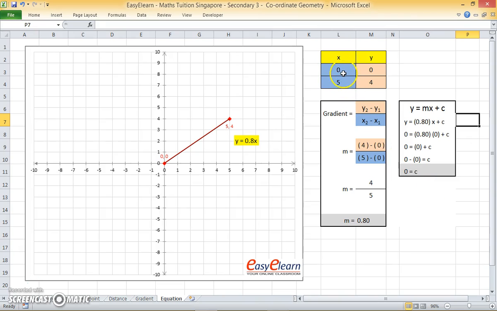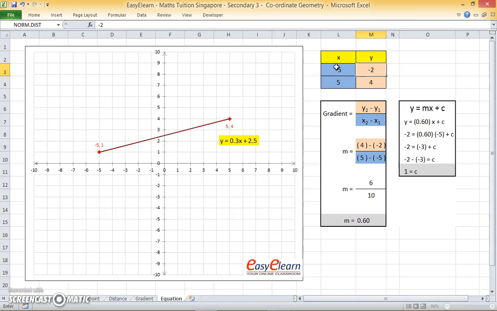Let's change this 0 to 1. You can see the gradient now is 0.6. But the c value, c is usually the y-intercept. You can see the line cuts here, c is 1, so the c value becomes 1. If I make this, for example, (-5, -2), you can see the c value is also 1. So that's how you find the equation of a straight line, which is y equals mx plus c. M is the gradient. C is where the line cuts the y-axis, known as the y-intercept.